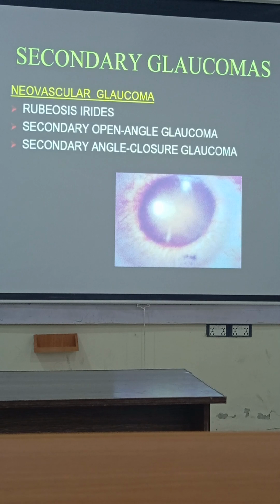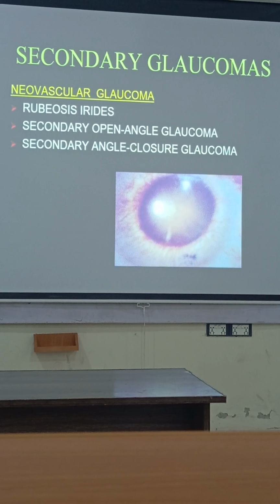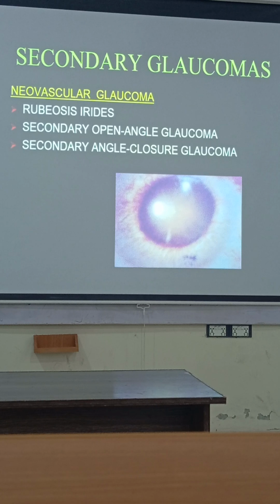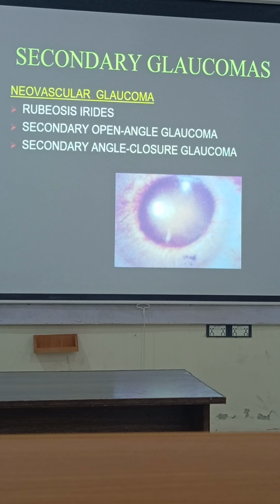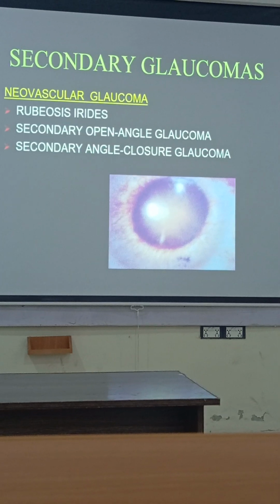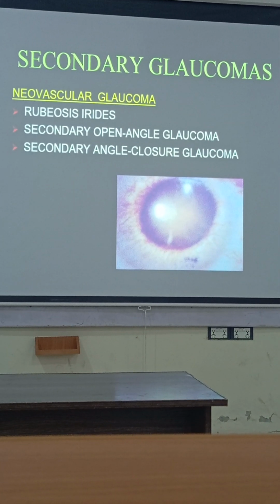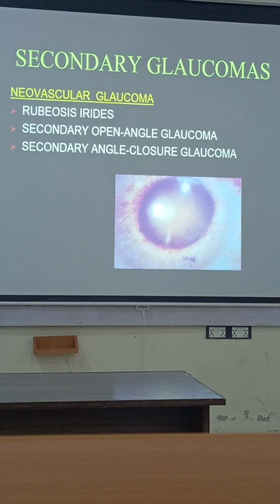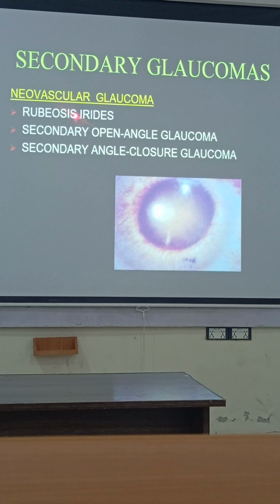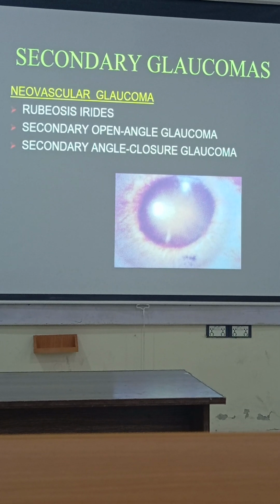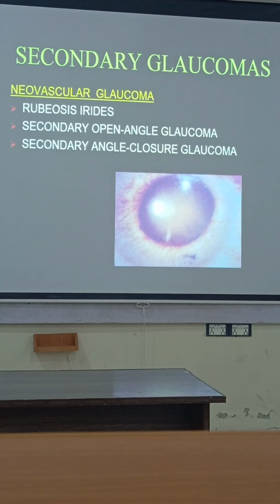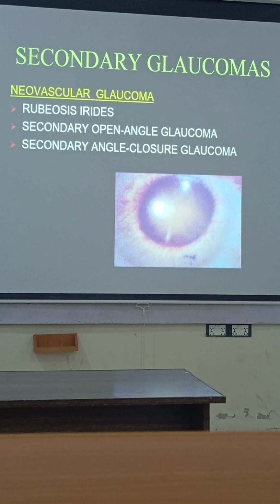And later on, if they contract because of the fibrous element and fibrovascular contraction, then it can present both as secondary open-angle glaucoma because of just the presence of blood vessels over the angle, or secondary angle closure glaucoma because of contraction of that membrane causing the angle to be closed. समझ आ रही है?